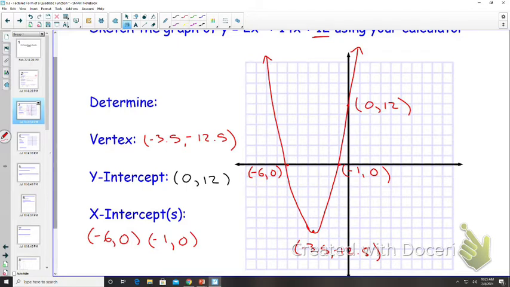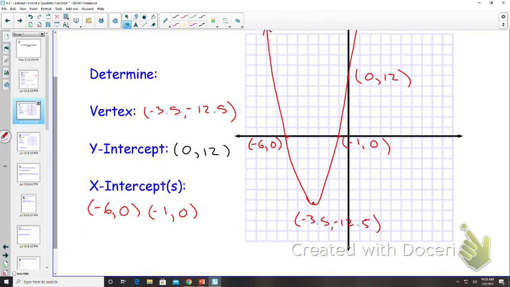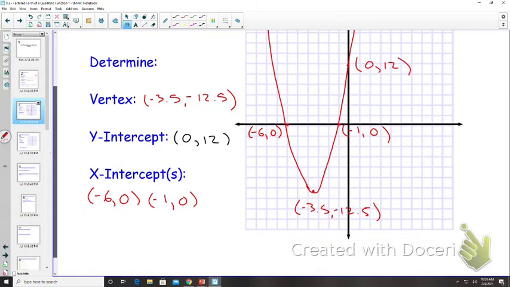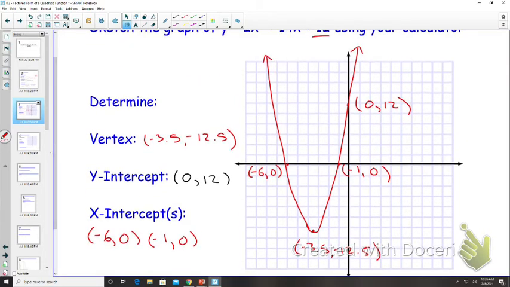So, at a minimum, you guys should be able to solve a problem like this using your graphing calculator. Okay? That's the new expectation at this point in the course. We should all know how to do this. And if you don't, come ask me for help.